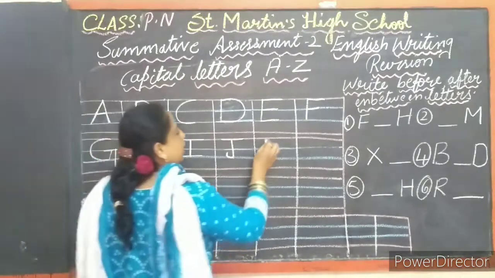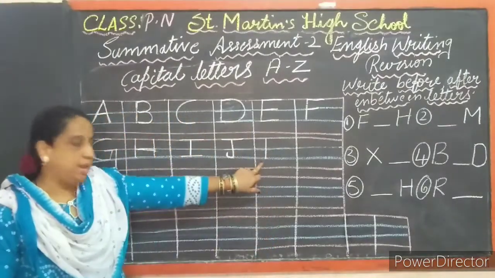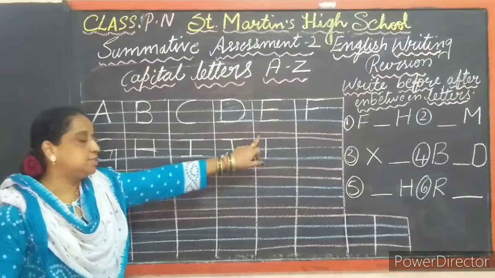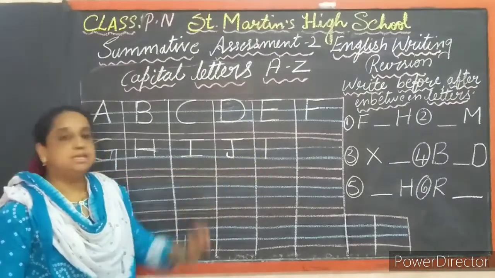K. For K also, draw one standing line from the top red line to the second blue line. You should write all the capitals in these 3 lines only. You should follow the lines. Now, I have written the standing line.